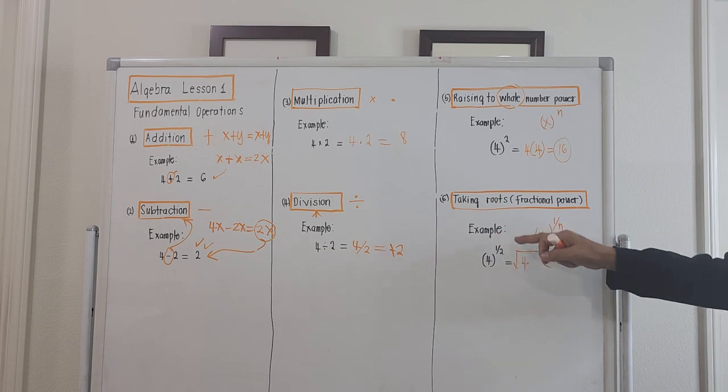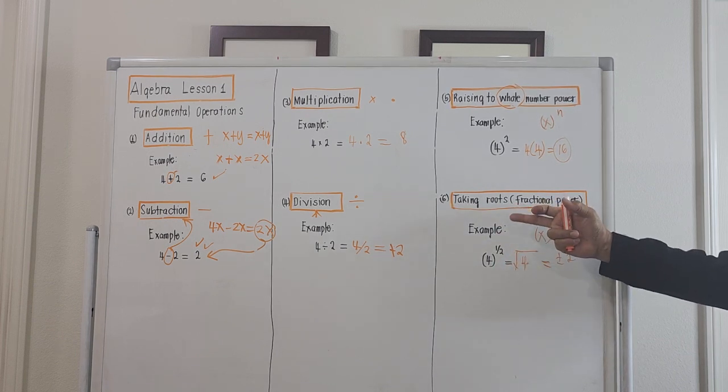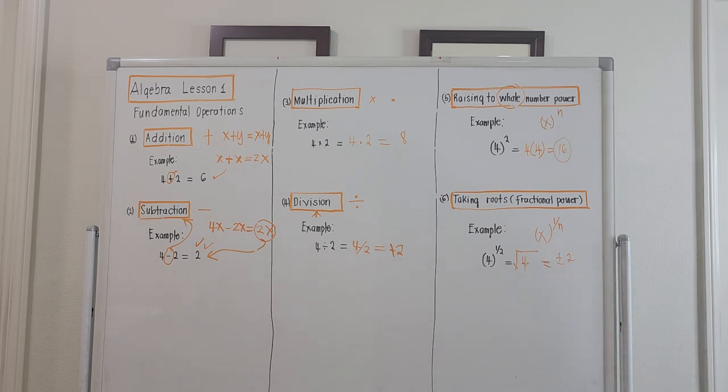Because 1 half is a fraction, right? So 4 raised to 1 half, or 4 raised to, if you change that to decimal, it will be 0.5. Okay? Or that is actually the square root of 4. The answer is actually plus or minus 2.